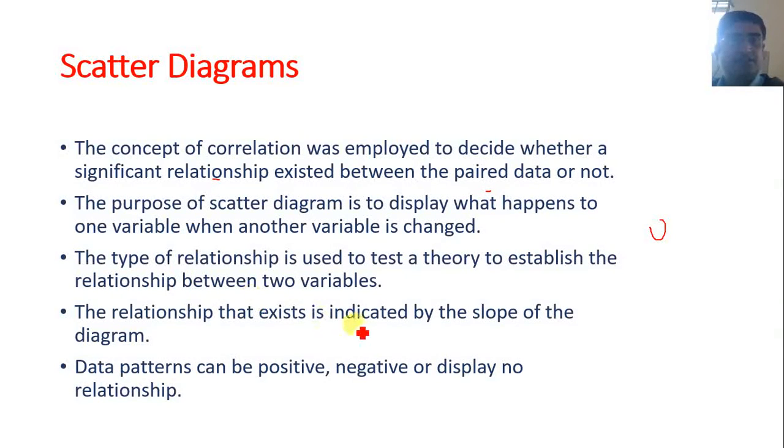The type of relationship is used to test a theory and to establish the relationship between the two variables after plotting the scatter diagram of those two different variables. The relationship that exists is indicated by the slope of the diagram, and the data patterns can be positive, negative, or display no relationship after drawing the scatter diagram.